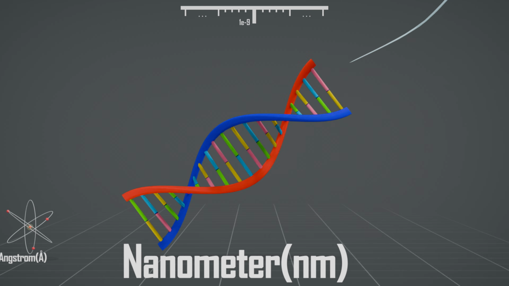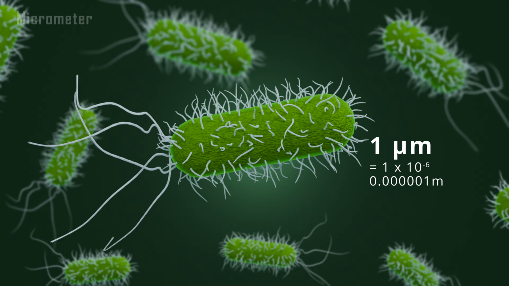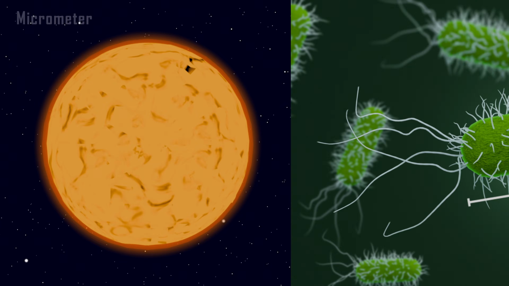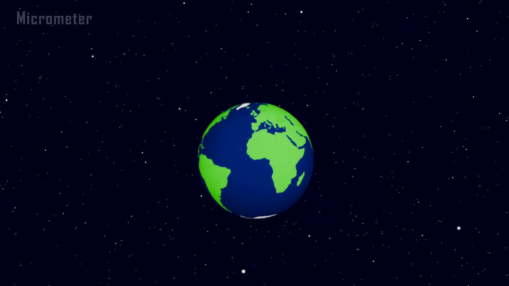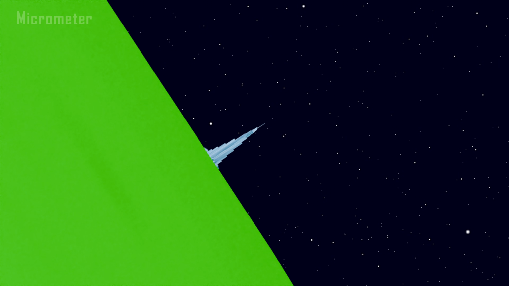playing a guitar. Our next tiny unit is micrometer, which is a millionth of a meter. It is about the length of a bacterium. Using our handy human to sun scale, then 1 micrometer will be about the height of the Burj Khalifa. You don't see it, about this high.